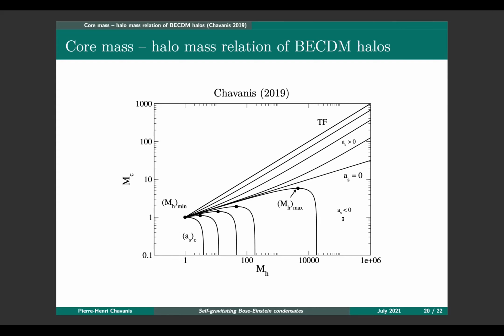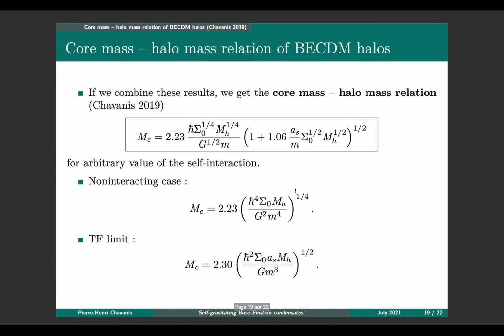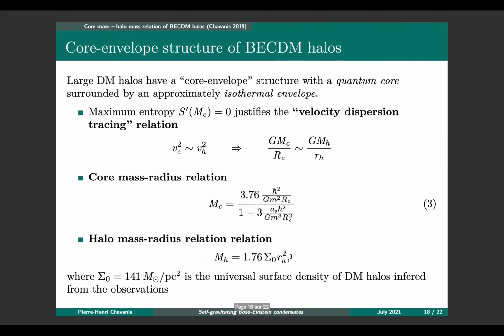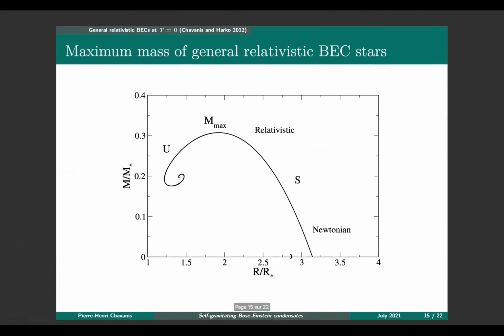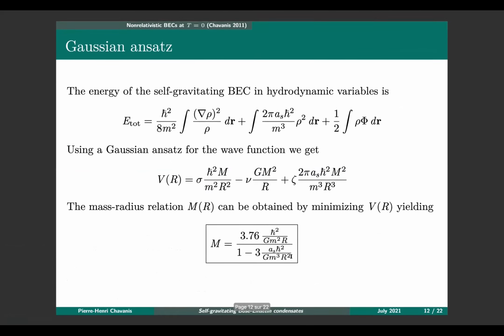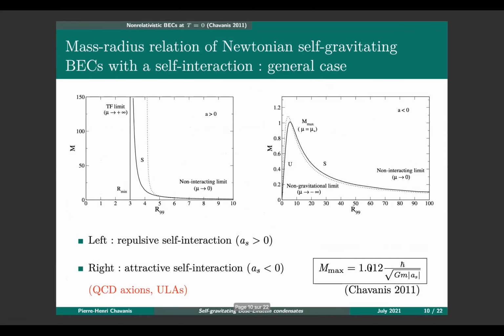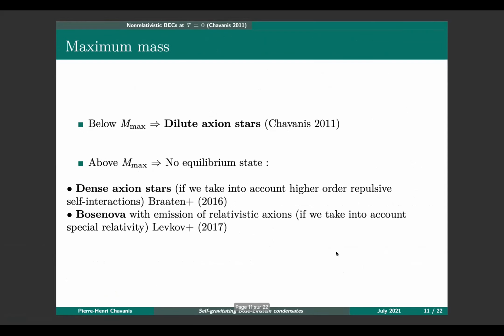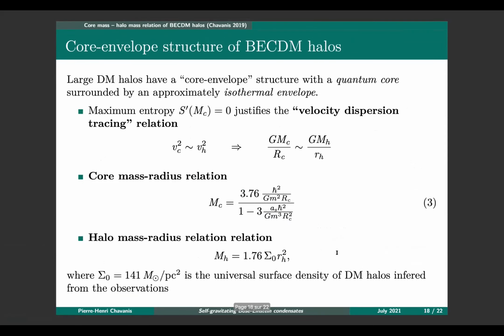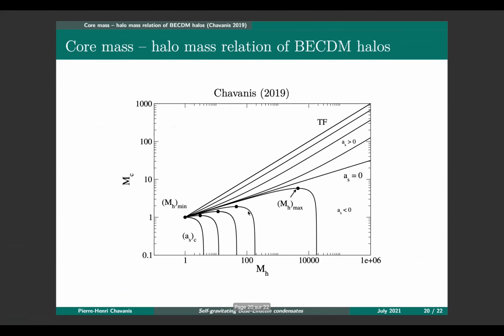The case of attractive self-interaction is potentially more interesting because you can see that now the core mass increases until it reaches a critical point corresponding to the maximum mass that I showed before, obtained here, at which the core becomes unstable and collapses, forming a Bose-nova or a dense axion star. So in a sufficiently large halo, the core mass can reach the critical mass and collapse.